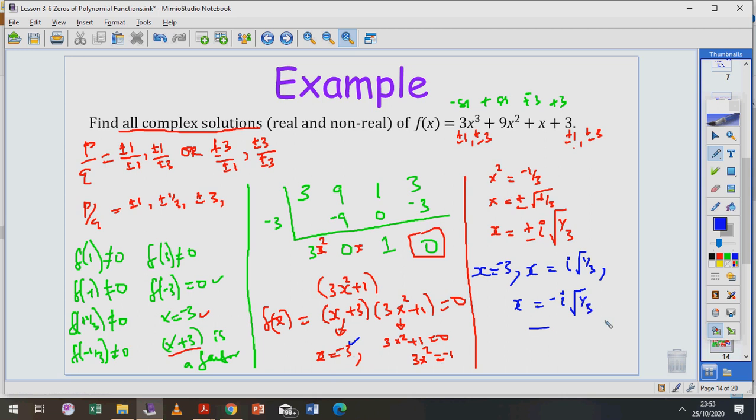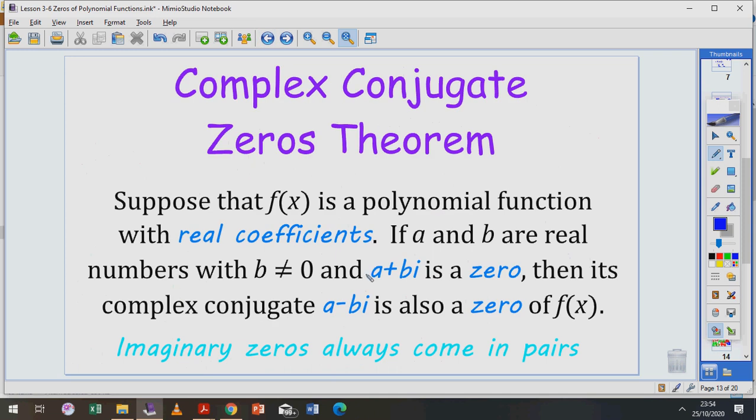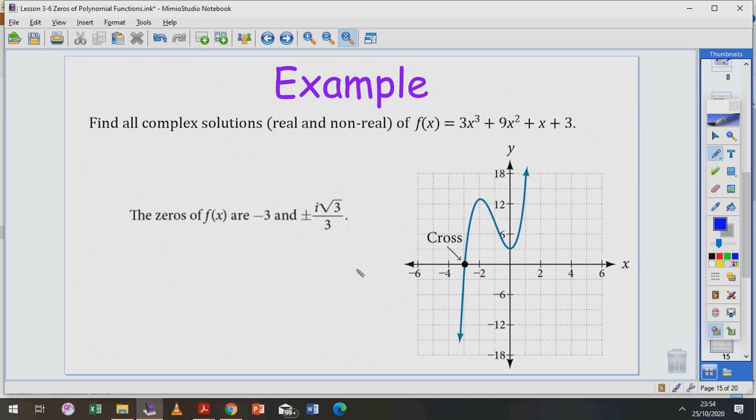1 over 3. I hope you can see that this 0 and this 0 are opposites of each other, and this supports the complex conjugate zeros theorem, that if one complex number is a 0, then its conjugate is also a 0. And when you graph this equation, this is what it looks like. It crosses the axis only at one point, which is x equals negative 3, and has two turning points. So the zeros are this one and plus or minus that one.